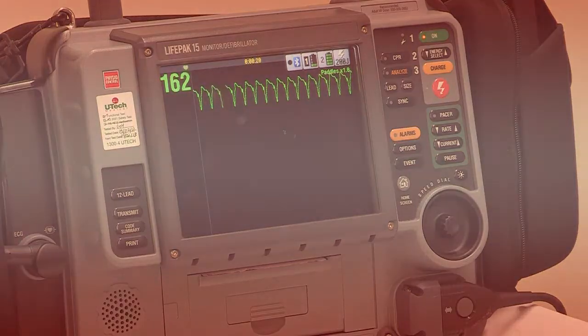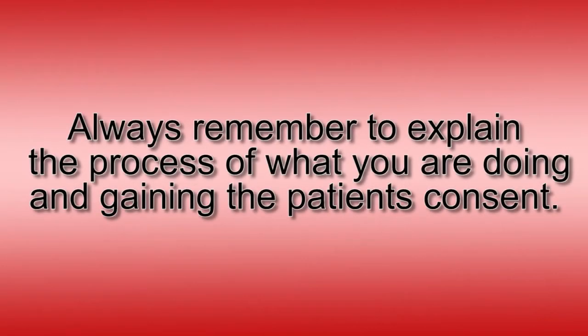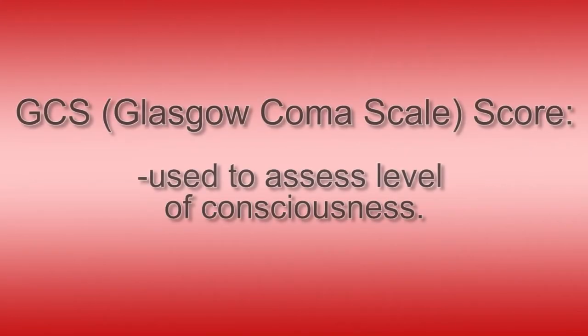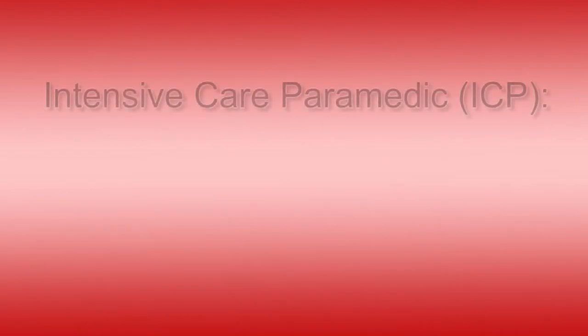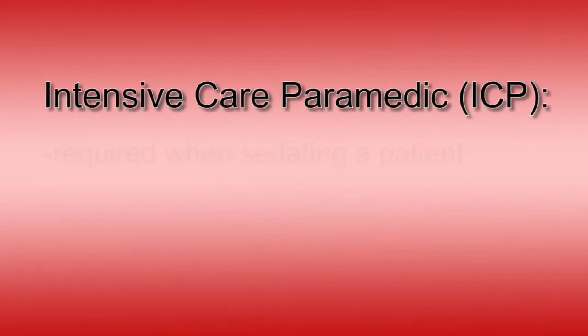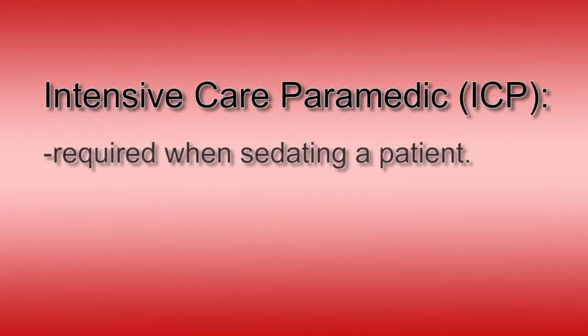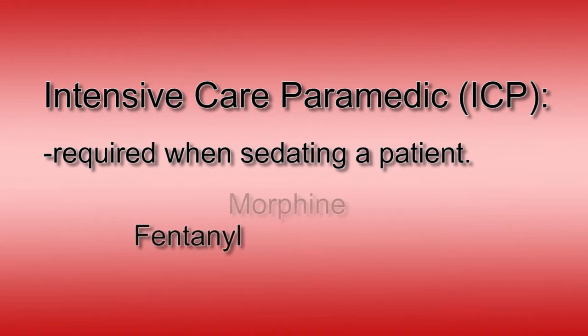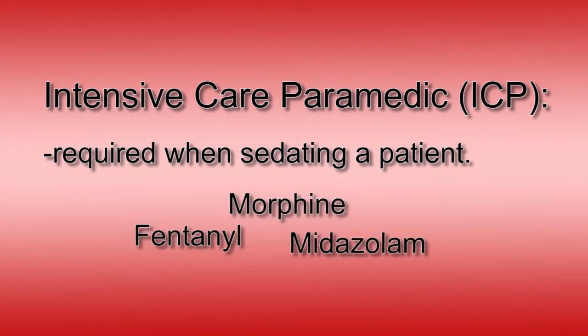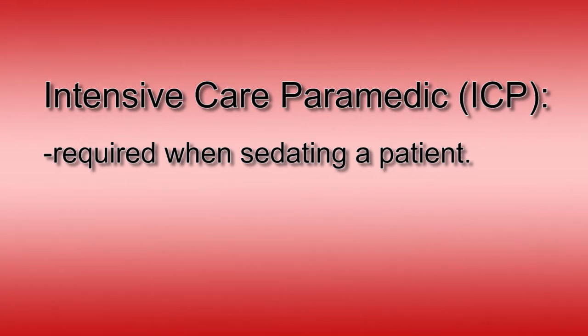Remember that your patient may be fully conscious. You should be explaining the process and gaining consent for the procedure. If you have a fully conscious patient with a high GCS score, the patient may need to be sedated to perform cardioversion. This would require you to call for an intensive care paramedic to provide sedation. Most services utilise fentanyl or morphine or midazolam to facilitate sedation. As a practicing paramedic, you are not usually authorised to administer these treatments.